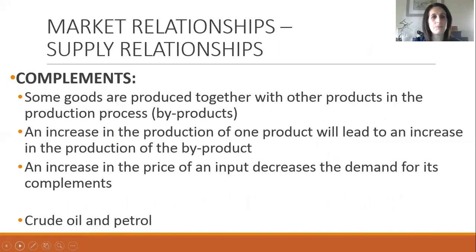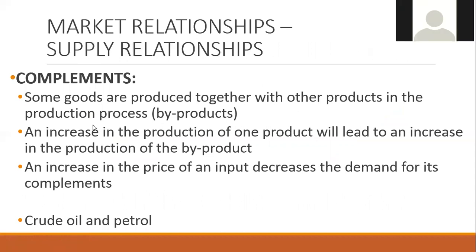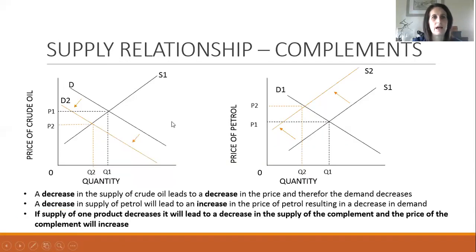And then the complements, crude oil and petrol. Complements are not necessarily things that need to be used together. It can be one product that is a byproduct of the original product. So we use crude oil to manufacture petrol. And if you followed the news over the last couple of weeks, you would have seen that there was a huge drop in the price of oil. Demand for oil has decreased because people are not driving around.